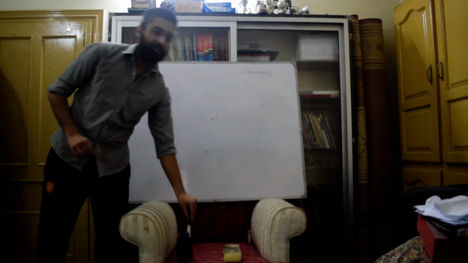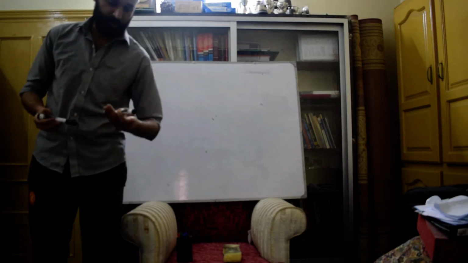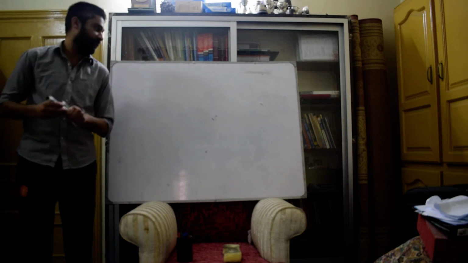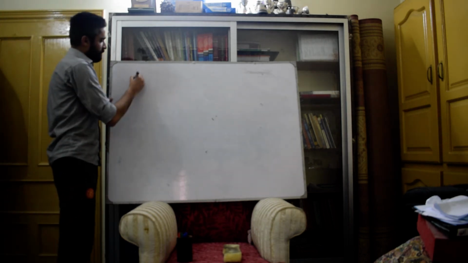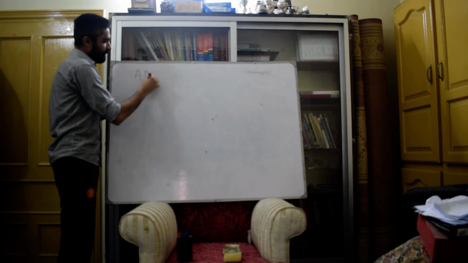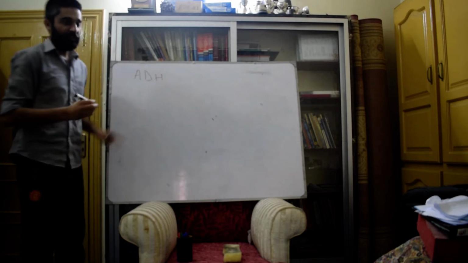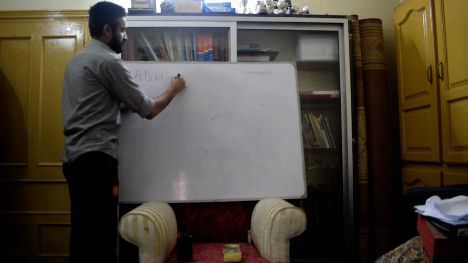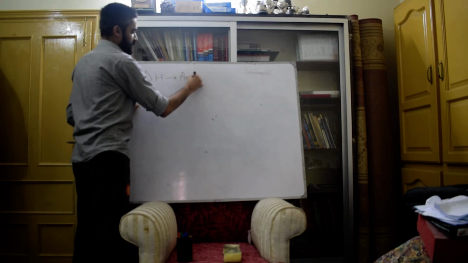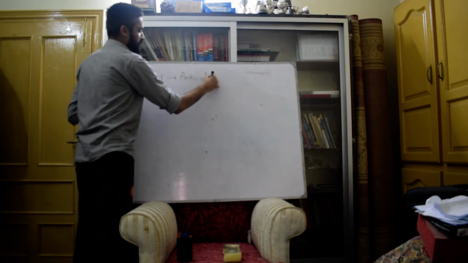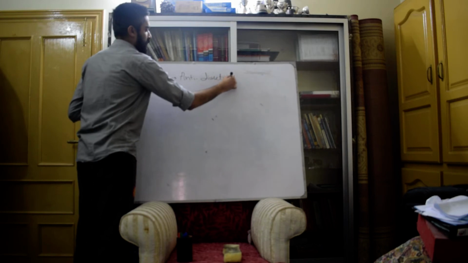So coming to today's topic, that is about the hormone secreted by the posterior pituitary gland. The name of that hormone is ADH. ADH stands for anti-diuretic hormone.